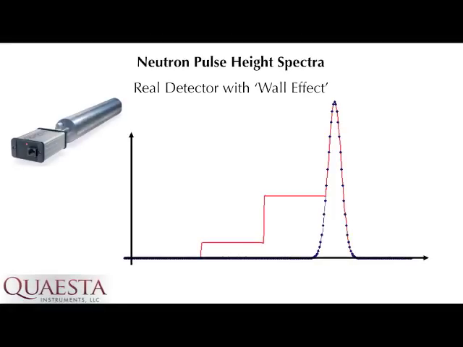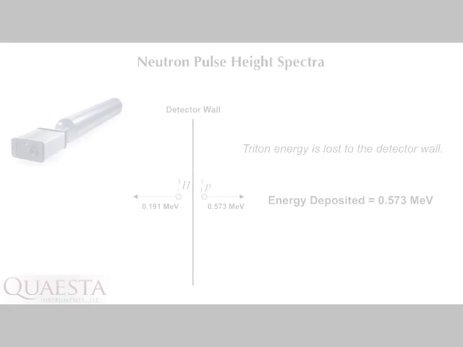In most practical detectors in general, the reaction products are not fully absorbed in the gas before striking the detector wall. This so-called wall effect causes less energy per nuclear reaction to be deposited into the gas on average, and modifies the pulse height spectrum to create shelf features and a broadening of the signal peaks.